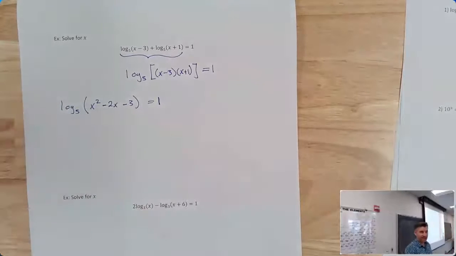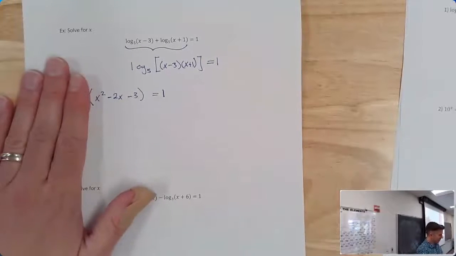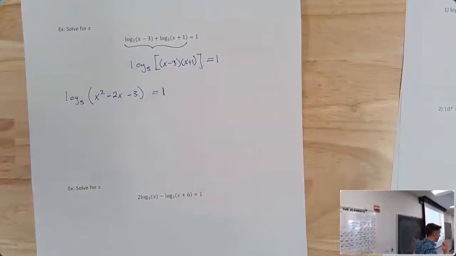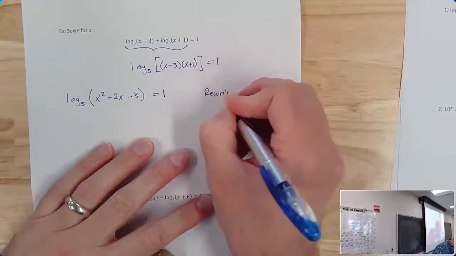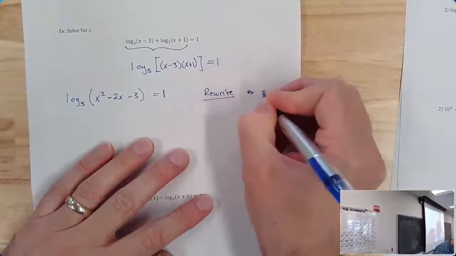Okay, the next step is where people often like to make an error. I've seen many times people say, okay, that means x squared minus 2x minus 3 equals 1. They just forget about the logarithm. We can't just forget about the logarithm. The logarithm is there, but we can rewrite this as an exponential equation. So we're going to rewrite it as exponential.